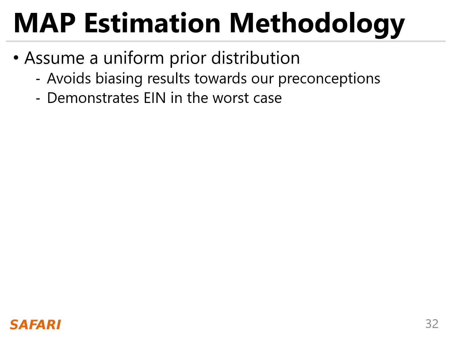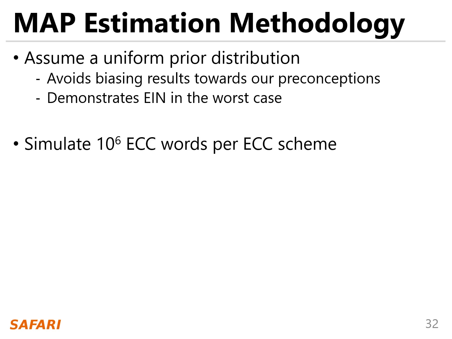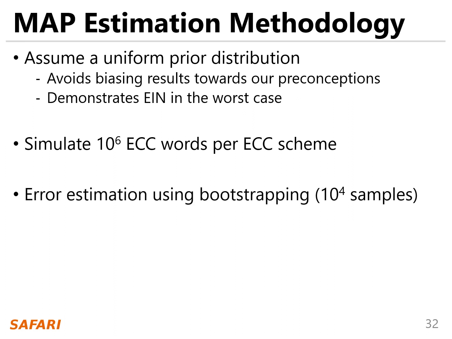As an added benefit, it also demonstrates EIN's performance in the worst possible case, where we don't know anything about which ECC scheme is more likely. We simulate 10^6 ECC words per ECC scheme that we evaluate, and this essentially means 10^6 Monte Carlo samples. And we also estimate error using statistical bootstrapping with 10,000 samples per scheme.